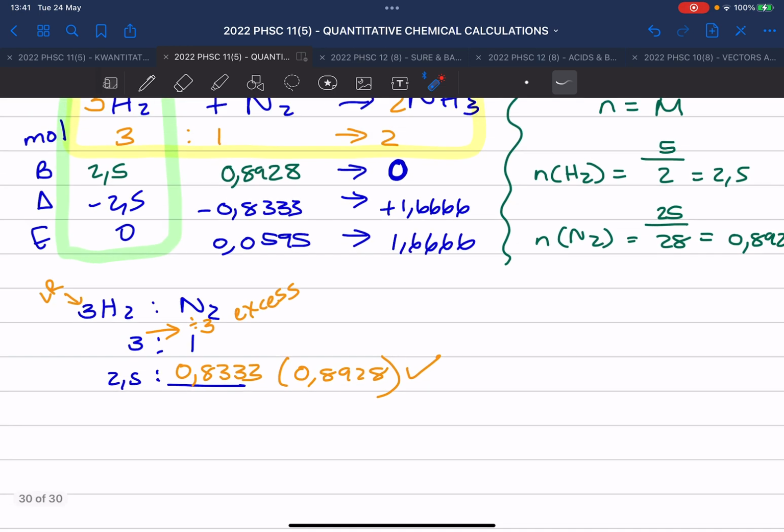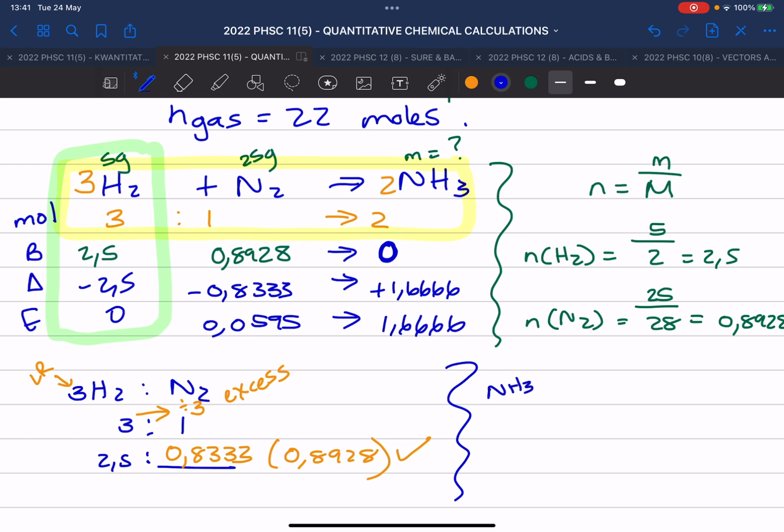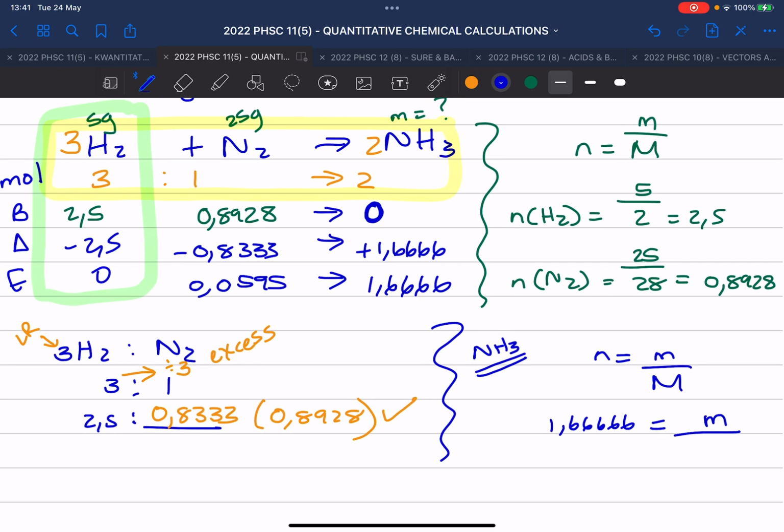Okay? So just to save space, I'm going to work next to one another. In a test, please write underneath one another. So we have for ammonia, that's what I'm looking at now. Mole is mass over molar mass. The mole is 1.666666 repetitively. We want the mass. Friends, say, what is the molar mass for ammonia?